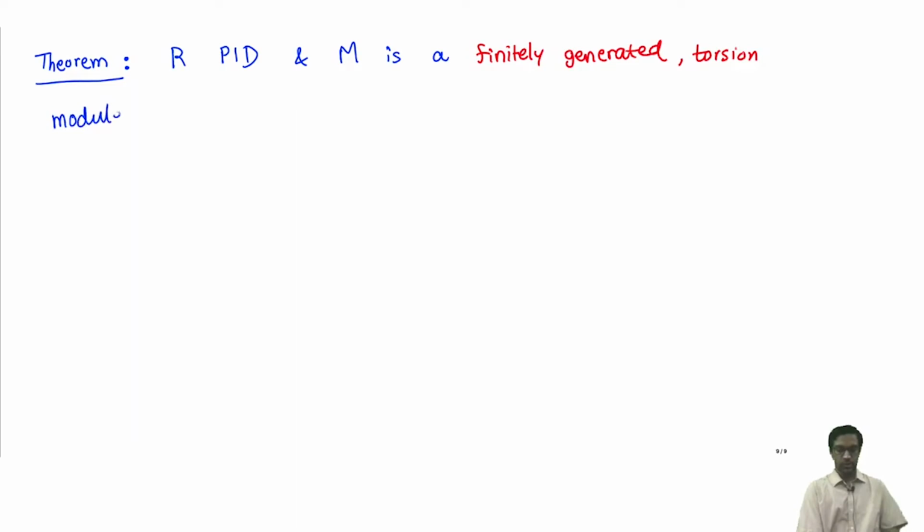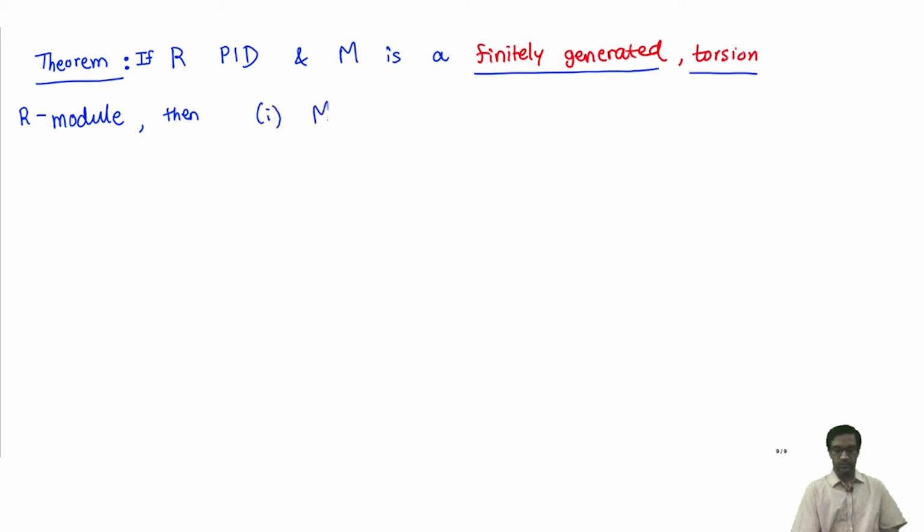So remember, torsion module means every element of M is a torsion element. It's killed by some non-zero element of the ring. So I've thrown in these two adjectives. It should be finitely generated and it should be a torsion module over this ring R. Then, if R is a PID and M is a finitely generated torsion R module, then two statements.